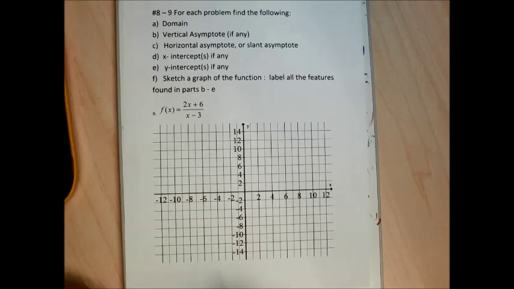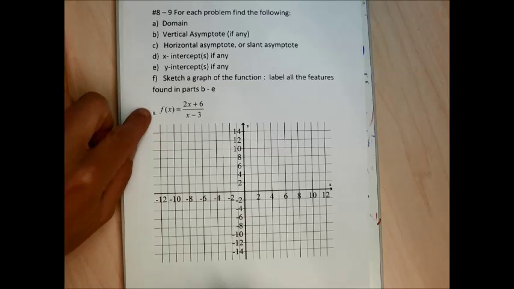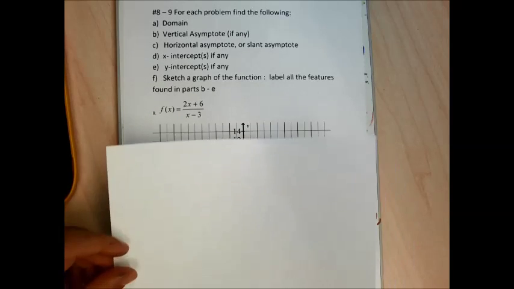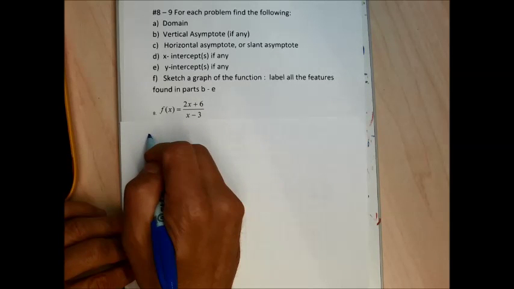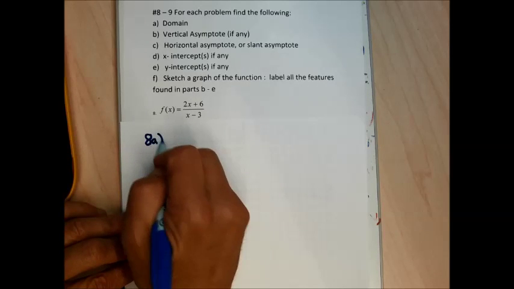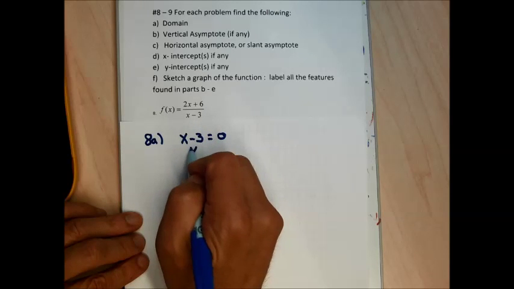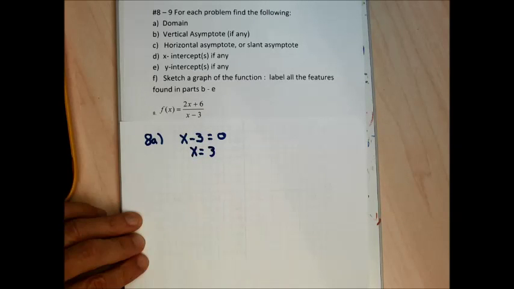Part A wants me to work with the graph of a fraction. The first thing part A wants to do is to find the domain of the fraction. And to find the domain of any fraction, you ignore the numerator and set the denominator equal to 0. The algebra to find the domain gives me x equal to 3.